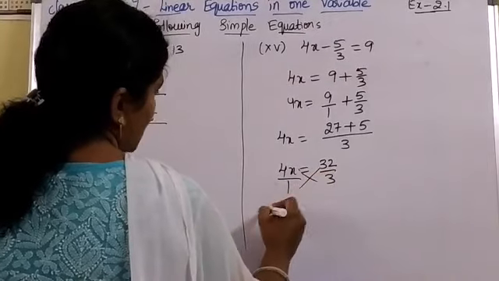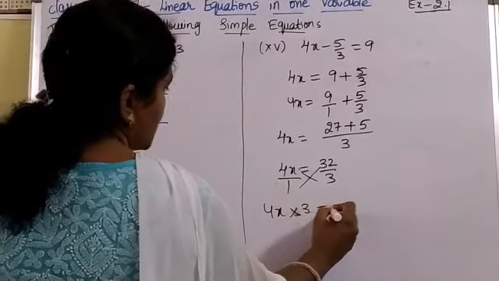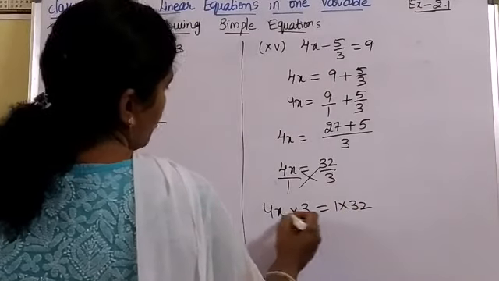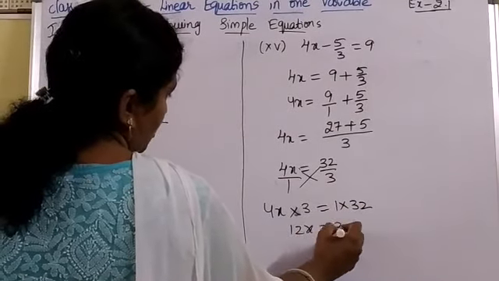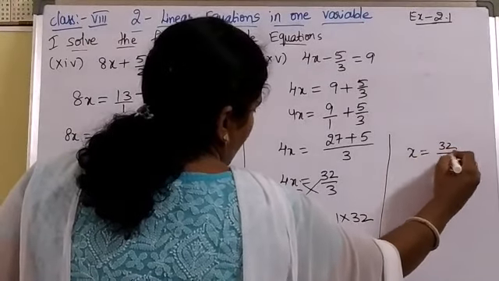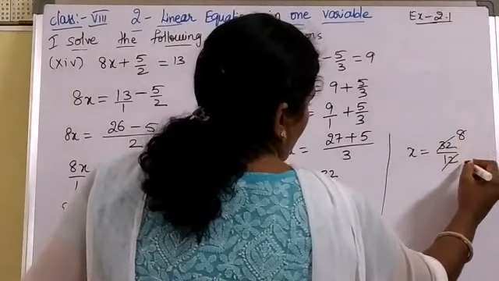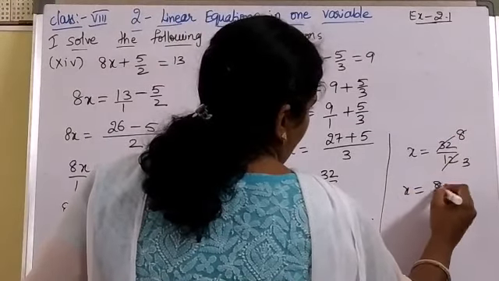Do cross multiplication. 4x into 3 is nothing but 1 into 32. 4 3s are 12. 12x is equal to 32, children. So what is x here? x is nothing but 32/12. Any cancellation possible? Yes. 4 8s are 32, 4 3s are 12. So x is nothing but 8/3.